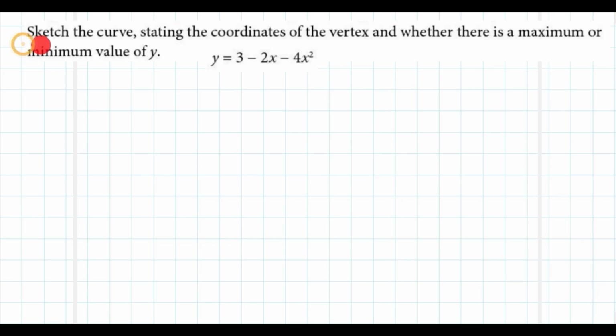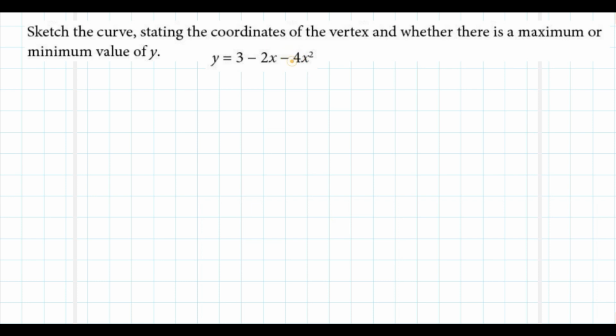Hi again. Another important question is, sketch the curve stating the coordinates of the vertex and whether there is a maximum or minimum value of y for this function. So here we have a quadratic equation because the highest x power is 2. When we have a quadratic equation, we know that the shape of the curve can be concave down or concave up with only one single vertex.